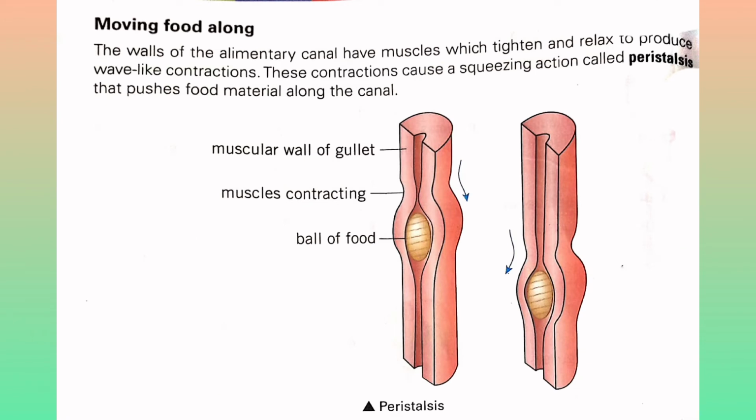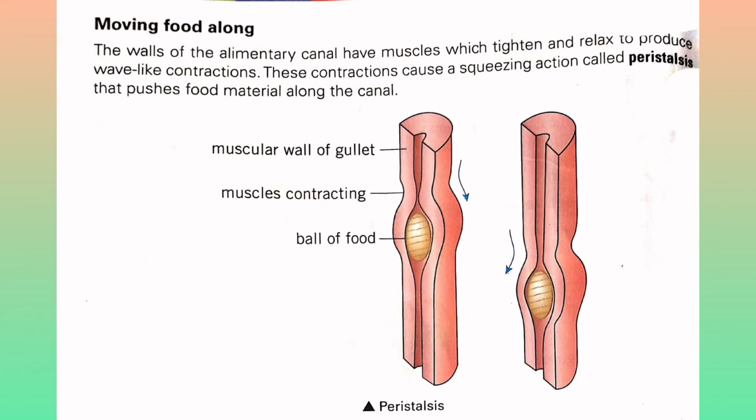Next topic is peristalsis. Peristalsis is a process of pushing food material along the alimentary canal. The alimentary canal has muscular walls that tighten and relax to produce wave-like contraction. खुराक की नाली में खाना मुंह से लेकर आंत तक लहरोनुमा हरकत के ज़रिए गुजरता है. इस अमल को पेरिस्टाल्सिस कहते हैं.